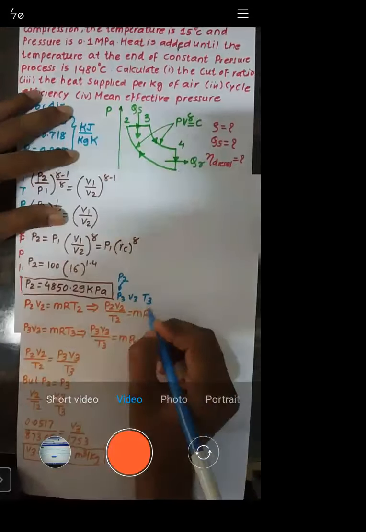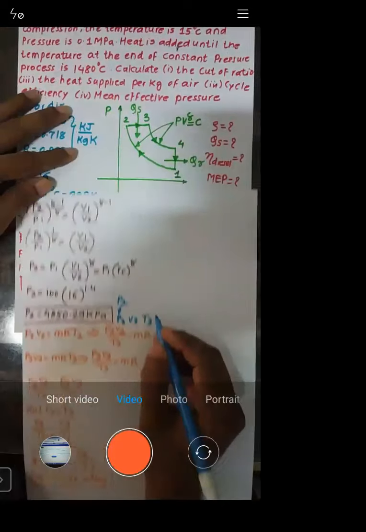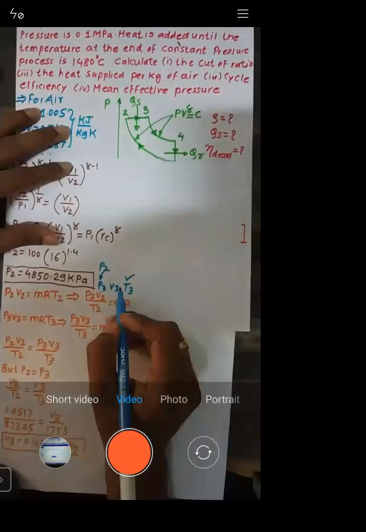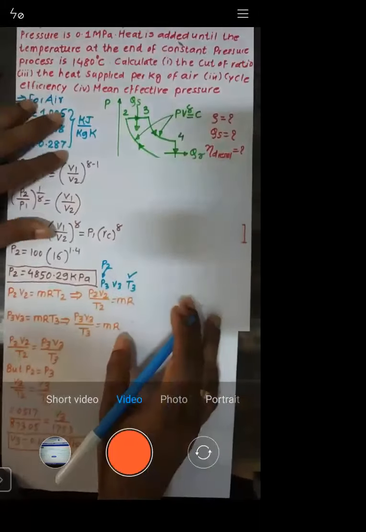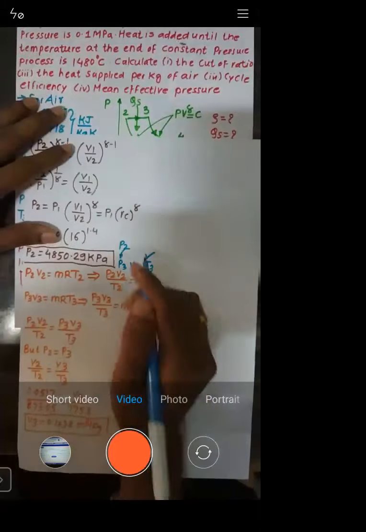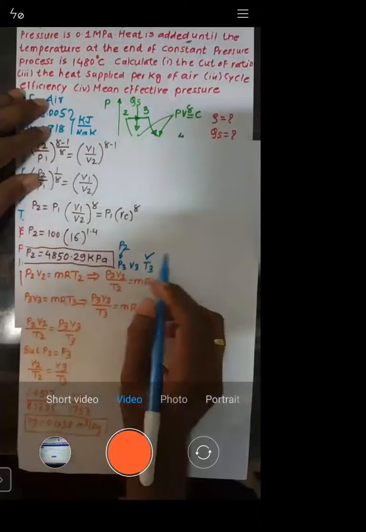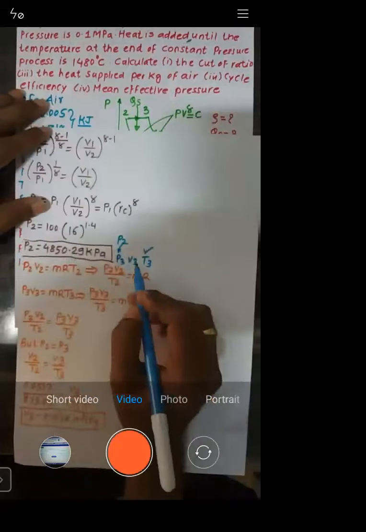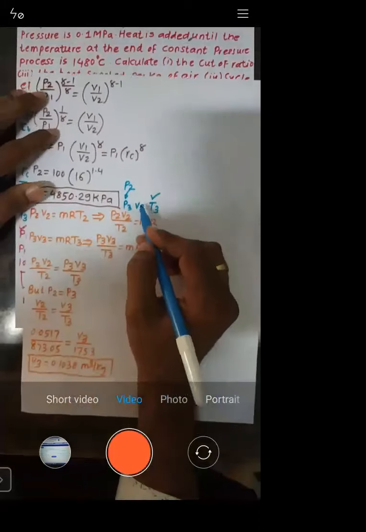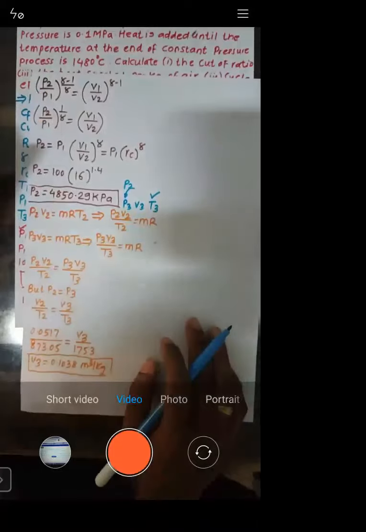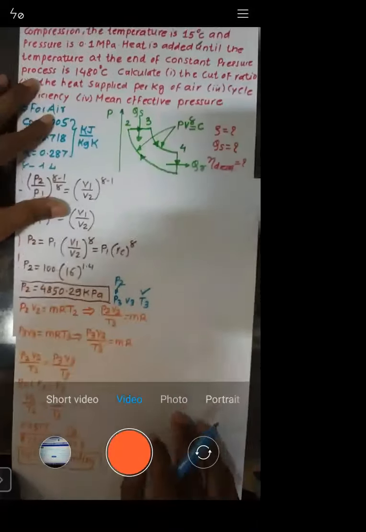Now, what is T3? T3 is already given in the problem. What about V3? V3 is not given. So for V3, what we have done: P3 is same as P2, the value of P2 is known, T3 is given in the problem, and V3 is not known. For getting V3, we have equated the ideal gas equation and we got the value of V3.